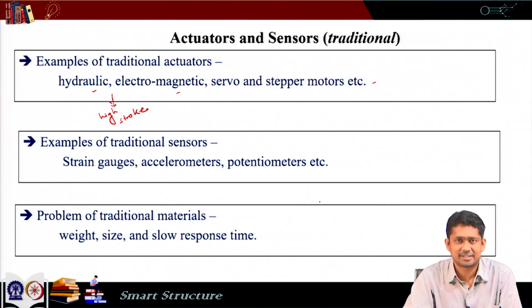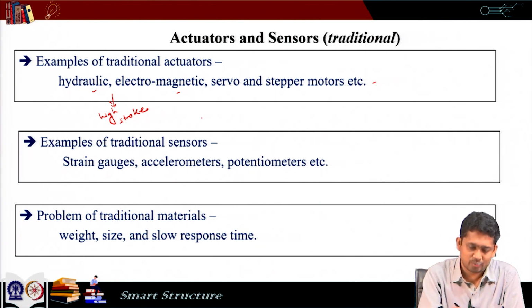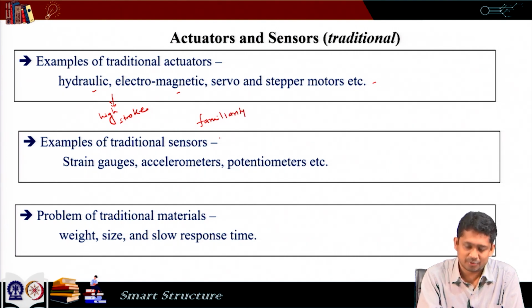Now, these sensors and actuators are in use for a long time. So, we are quite familiar with their properties and they are quite successful. Now, this familiarity leads to reliability also.